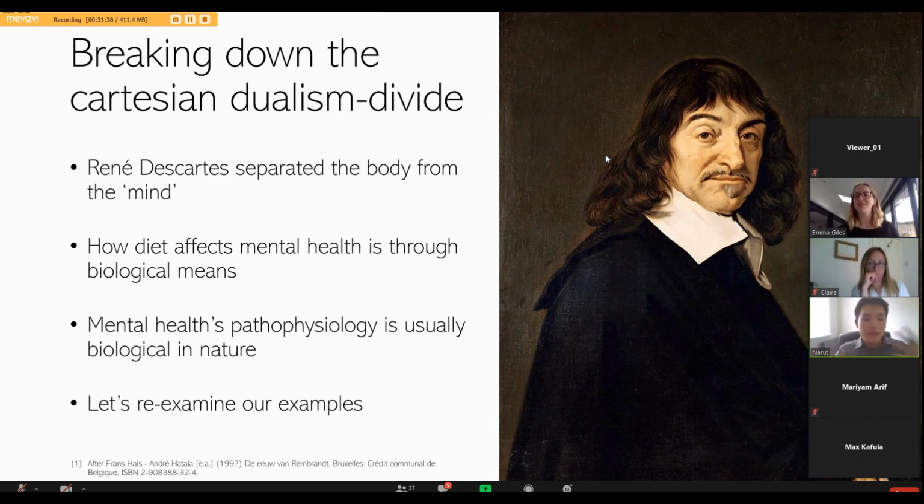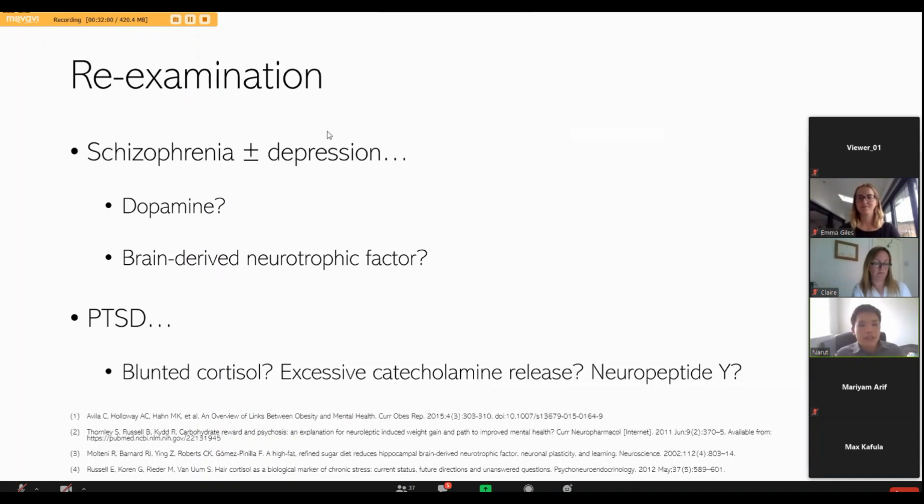Yes, sorry. In terms of mental health, the pathophysiology is often explained in biology. And so the biopsychosocial model is what's being used right now. It incorporates the biological, the social, and the psychological. So let's re-examine our examples very quickly. Right, so schizophrenia and major depression.